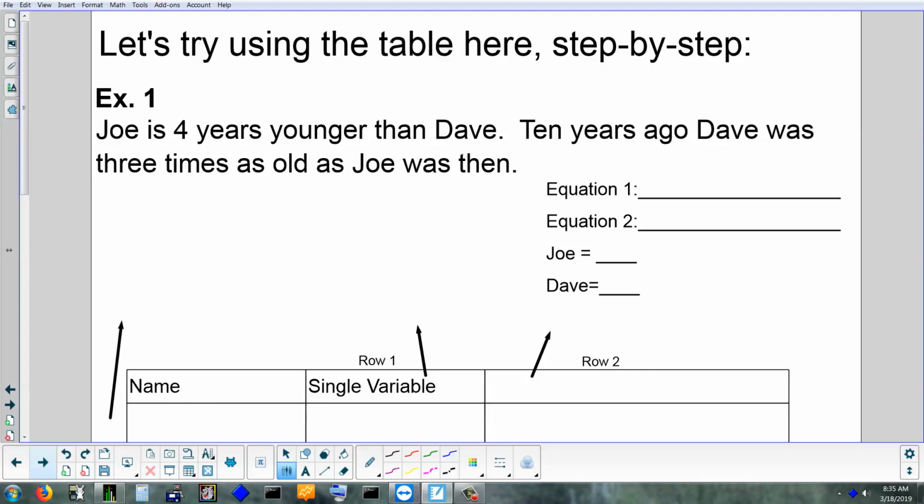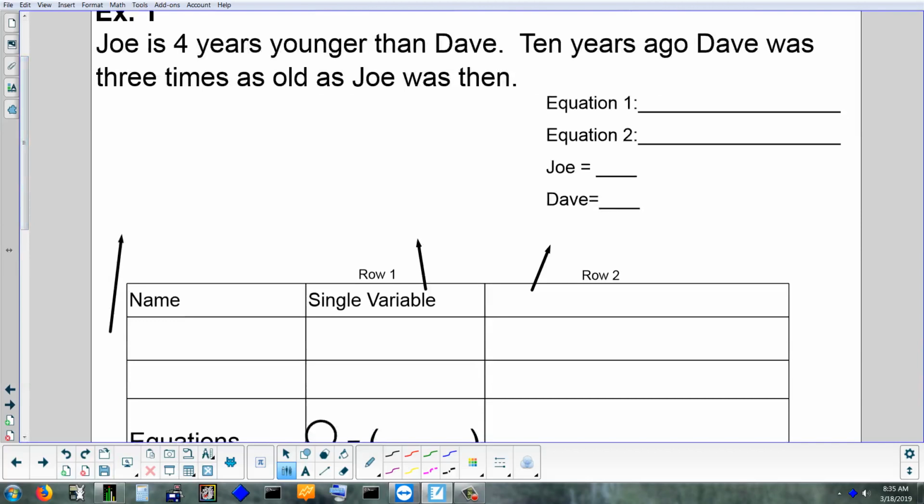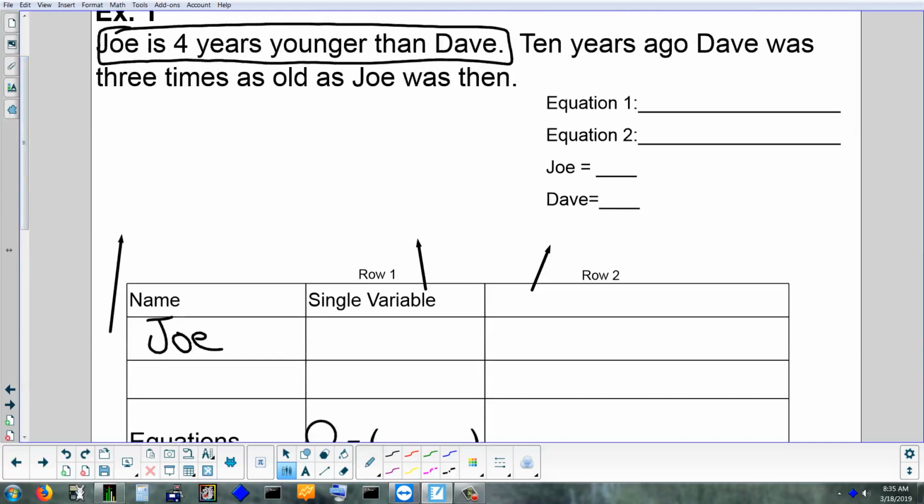All right? So here we have: Joe is 4 years younger than Dave. That's my first sentence. So, for my names, right? Miguel, what's one name I'm going to write? Joe. So in the name column, I'm going to put Joe. And Alex, what's my other name? Dave. Again, that's all I do for names. Write down their names.